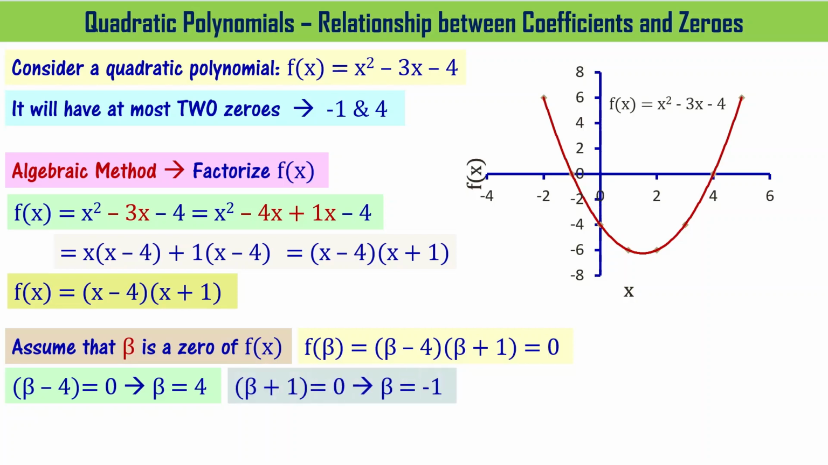When beta plus 1 equal to 0, you get beta equal to minus 1, right? It means minus 1 and 4 are zeros of the given polynomial. So what you have learned now is one can use algebraic method. By factorizing the given quadratic polynomial, one can get zeros of the quadratic polynomial, right? Please take a note of this.